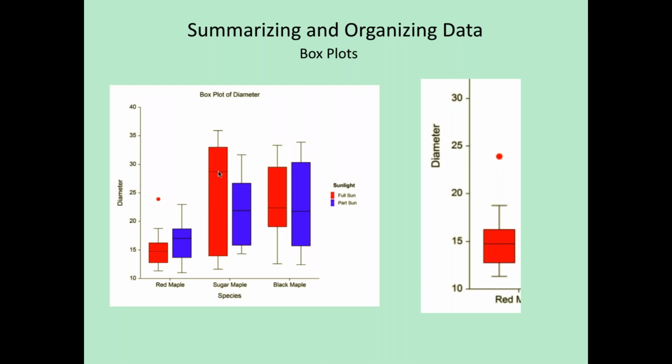And look at this. This is very interesting. Look where the median is here, the 50th percentile for sugar maples, all the way up here. What does that tell you? That tells you that 50% of the trunk diameters are between 28 and 36 inches. And then the other 50%, the lower 50%, are between 30 and about 12 inches.